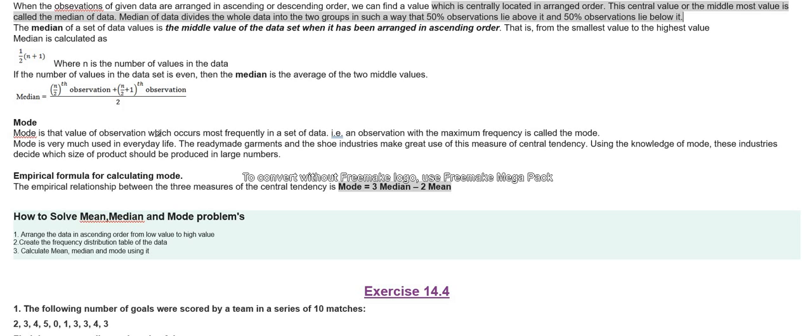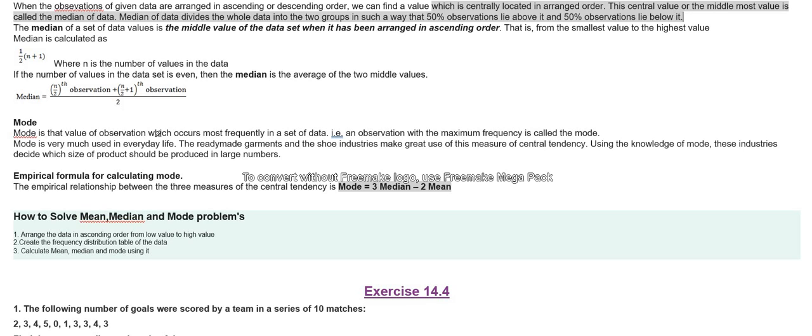And the mode is also very useful in everyday life. For example, the ready-made garment and shoe industries make great use of this measure of central tendency. By using that knowledge, they can decide which size of product should be produced in large numbers, which sizes are frequently used in the market. So all these things are regarding mean, median, and mode.